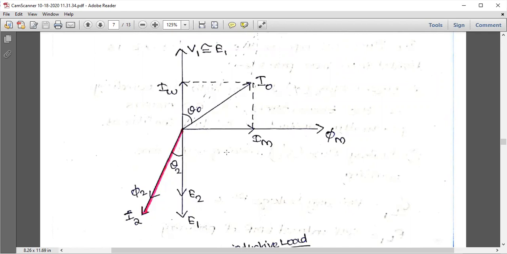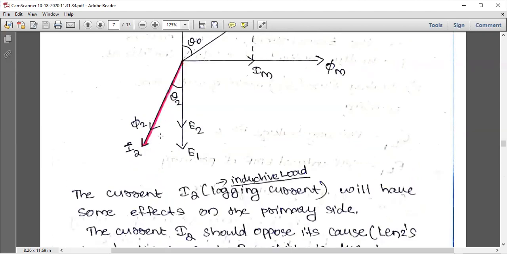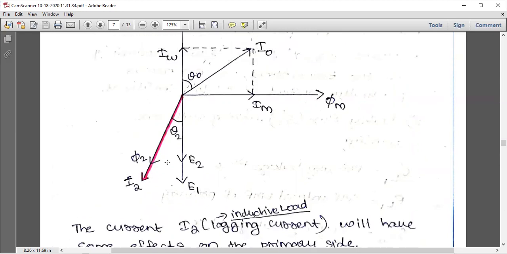So now the output is closed, that is, we have the loaded condition. Then we know that the current I2 will flow, and since we take an inductive load, that current I2 will also be lagging, by an angle theta 2. The flux created by I2 is phi 2, and that will be in phase with I2. Okay, so current will produce a flux, right? The current carrying conductor will produce a flux.